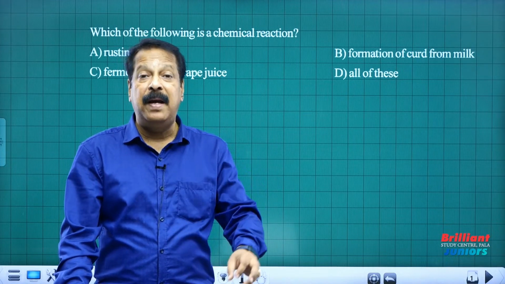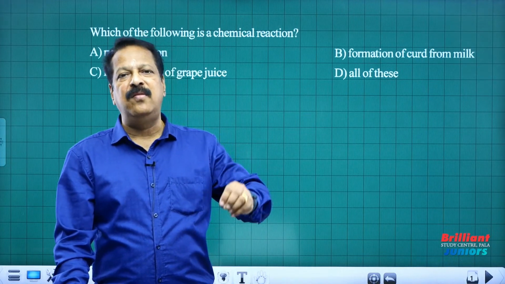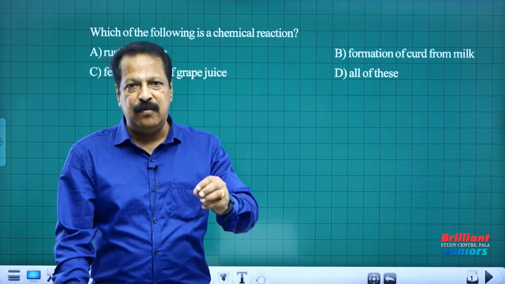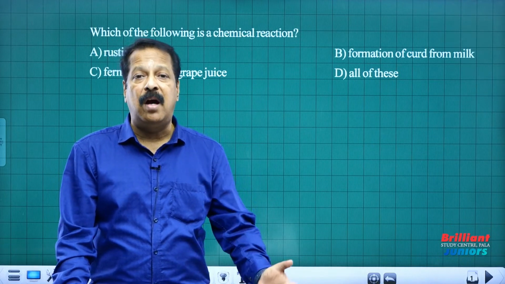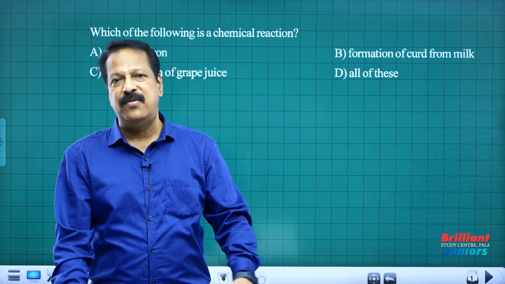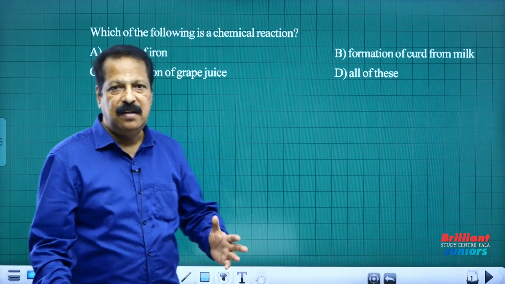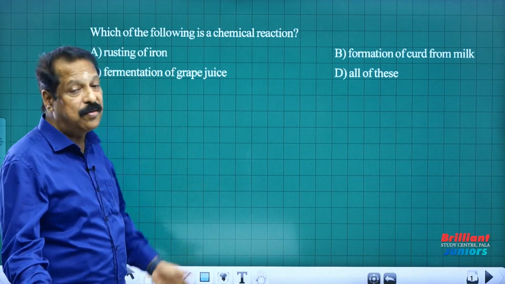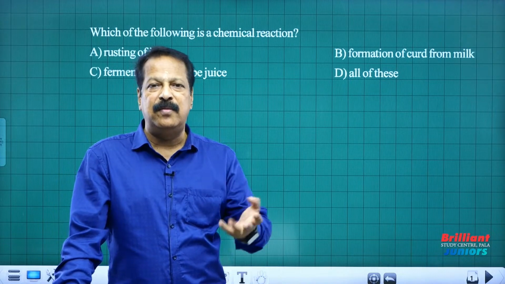We have seen melting of ice. Melting of ice is H2O solid, and the water is also H2O, but we can't call it a chemical change because it is a physical change. But at the same time, here we have a lot of examples given. The first one is rusting of iron. You are familiar with the rusting of iron.